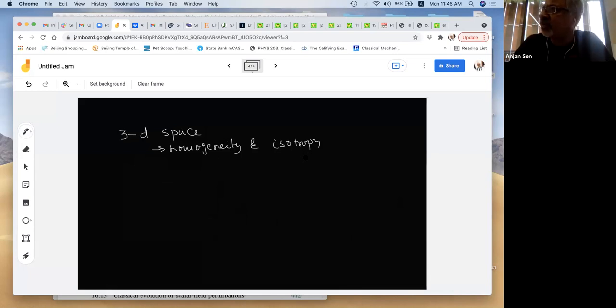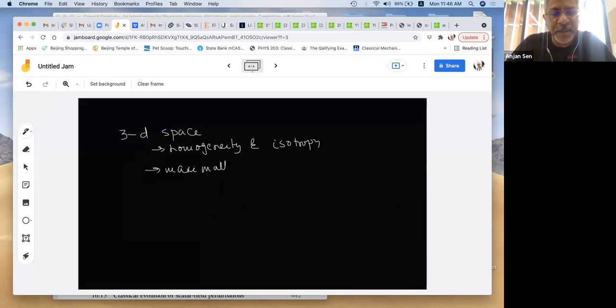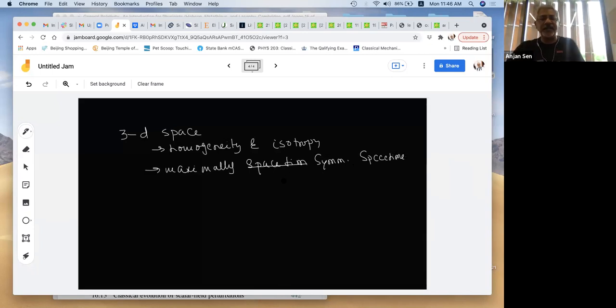So altogether 6 conserved quantities, or in generality we call it 6 Killing vectors. So in 3D space, that is the maximum number of Killing vectors that you can have. And in 3D space, homogeneity and isotropy ensure that the space is maximally symmetric. That is the most number of Killing vectors that you can have.